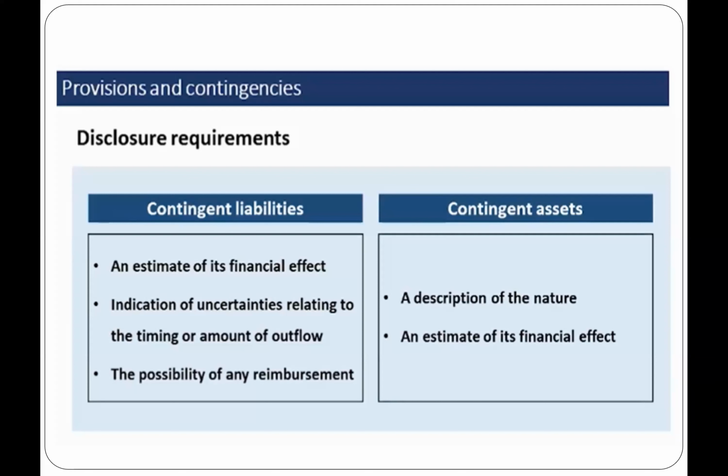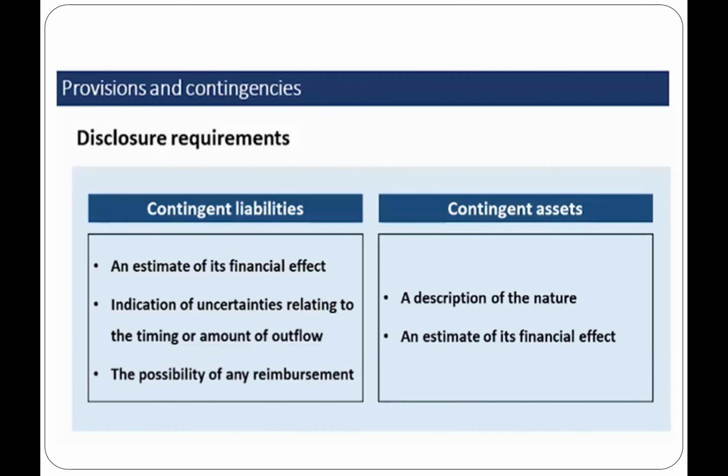Then indications of uncertainties relating to the timing or the amount of the outflow. We are not sure when we are going to be required to pay, because perhaps it's a court case. You don't know whether it is going to be paid this year or it's going to be paid next year. So the timing is uncertain, or maybe the amount is not something that you perhaps can estimate from the information that is available. Or perhaps there's a possibility of any reimbursement, you need to disclose it if there is one.